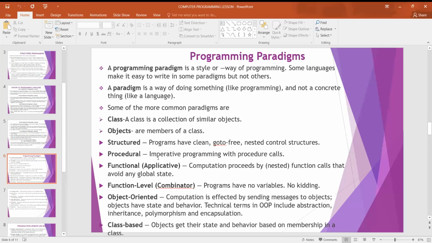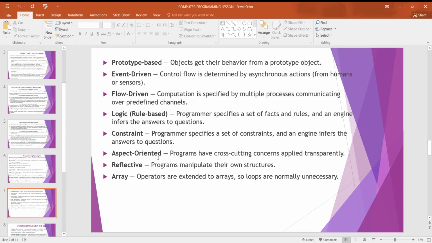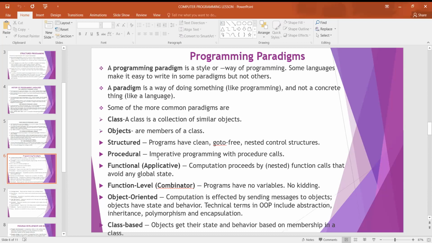Then when we talk about structured programming, we are talking about programs that have clean, goto-free, and nested control structures. Then we have procedural, imperative programming with procedure calls. We have functional or applicative, where computation proceeds by nested function calls that avoid any local state. Then we have function level, where programs have no variables.